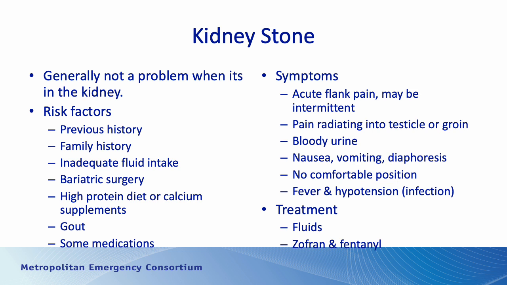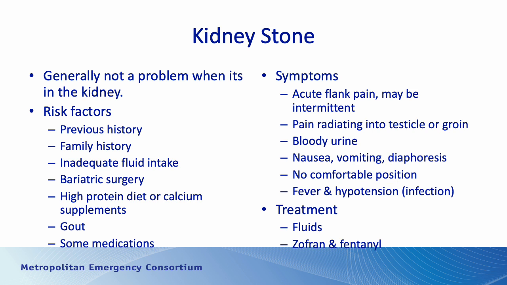These patients tend to be miserable. They can't find a position of comfort. They can be diaphoretic, have nausea and vomiting. If they have an associated infection, then they can have fever and hypotension. Any patients with a kidney stone and associated infection tends to be admitted. Some patients have such severe blockage that we actually have to have the interventional radiologist put a nephrostomy tube in, which is a tube that goes in through the back and into the kidney to drain urine until the urologist has a chance to remove the stone.